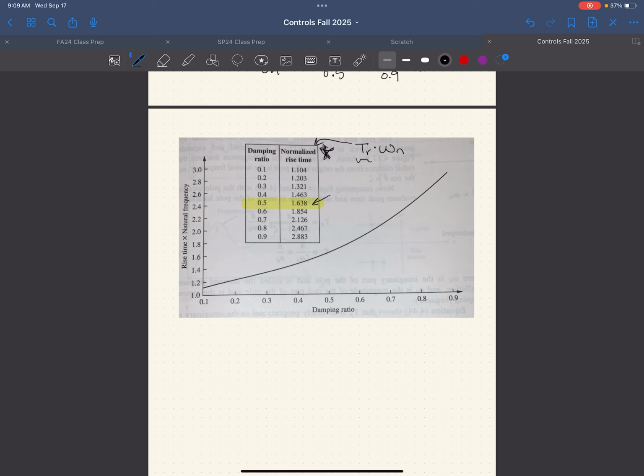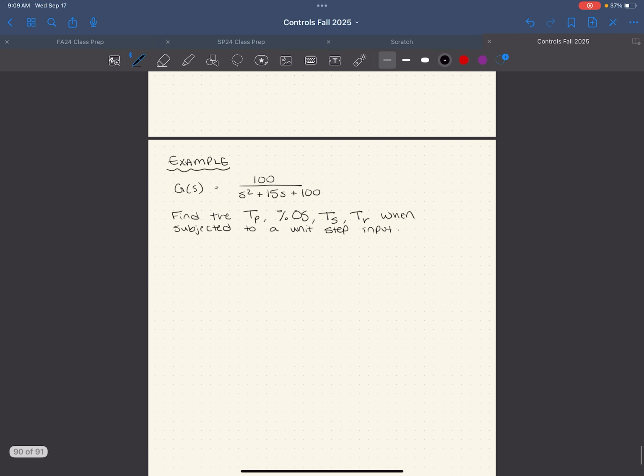All right, and we're going to make this a little bit more concrete by doing an example. Let's say we have this transfer function here, 100 divided by s squared plus 15s plus 100. And I want us to find the peak time, the percent overshoot, the settling time, and the rise time when subjected to a unit step input.